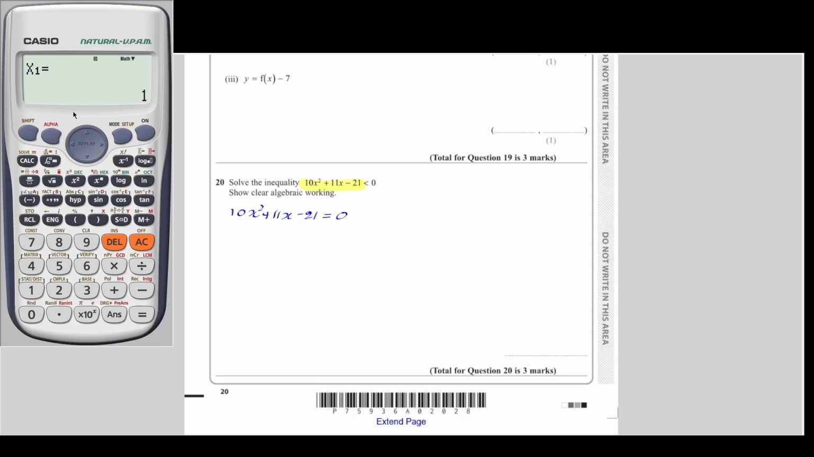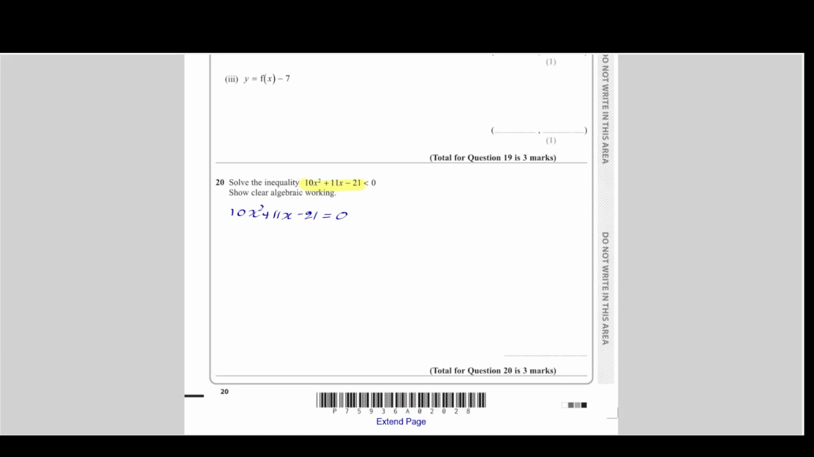So x equals 1 and the other one is x equals minus 21 over 10. So the calculator gave me the answers. So I'm writing the answers here. x equals 1, x equals minus 21 over 10. So these are the two answers. Since the question says show clear algebraic working, you have to show the factors. If you don't show factors, you will lose marks.